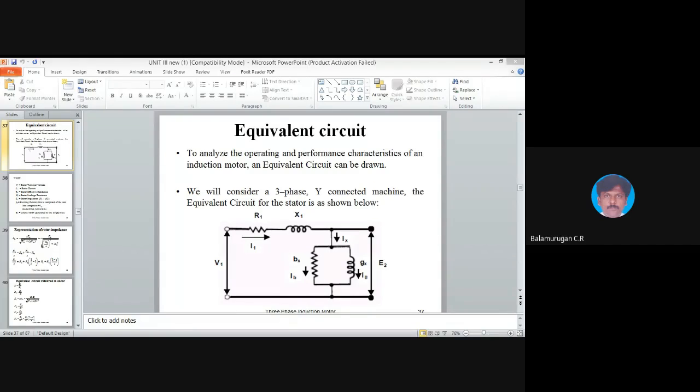So this is the equivalent circuit if you are referring all the parameters to the primary side. Here only the rotor will have a difference. The remaining parts will be similar to the transformer. So this is the supply voltage, input current, input resistance, input reactance. This is the no load current, this is the core loss component, and this is the magnetizing component.